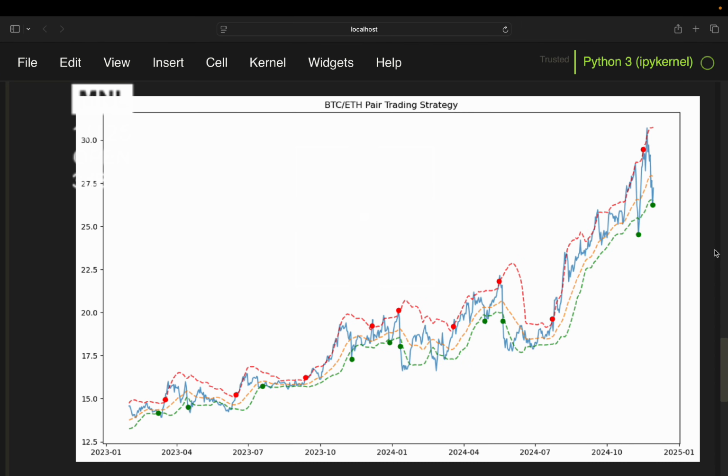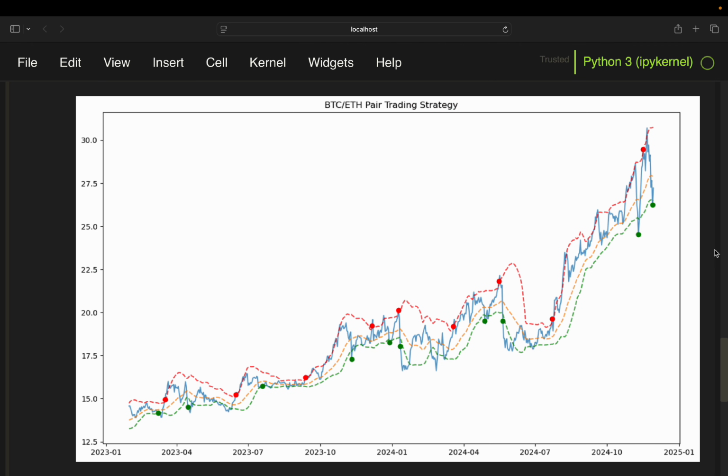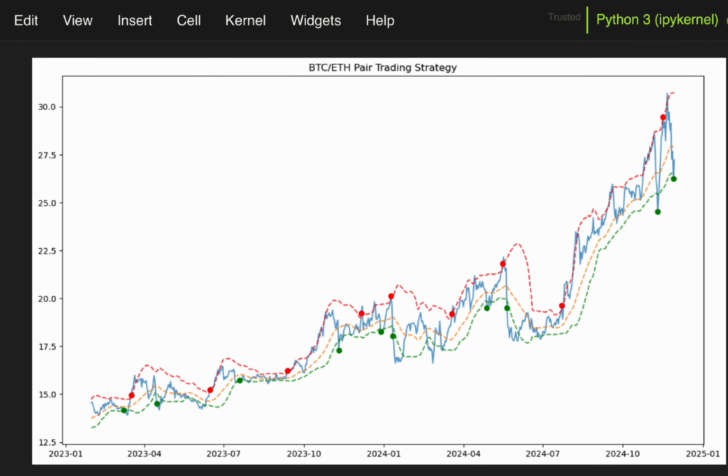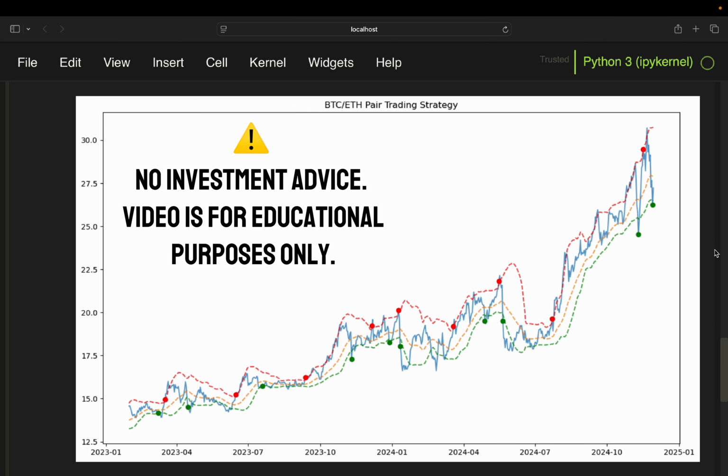Pair trading is a powerful and often overlooked way to profit in crypto markets. In this video, I'm going to show you how to build and backtest a simple BTC ETH trading strategy using Python. As you can see in this chart, the strategy takes advantage of statistical mean reversion to identify key buy and sell opportunities. By the end of this video, you'll know exactly how the strategy works and whether it can outperform a simple buy and hold approach.